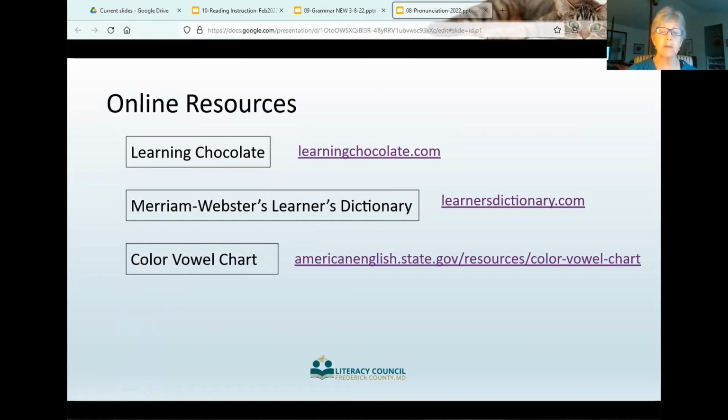And remember that explicit instruction with an explanation, accurate modeling, which is what you're doing, and lots of practice works best when working to improve pronunciation with your student. Remember also that communication and not necessarily perfection is the goal. Do you have any questions? What things do you think you're going to use first with your students? Learning Chocolate. It's a good one. It's a really good one.